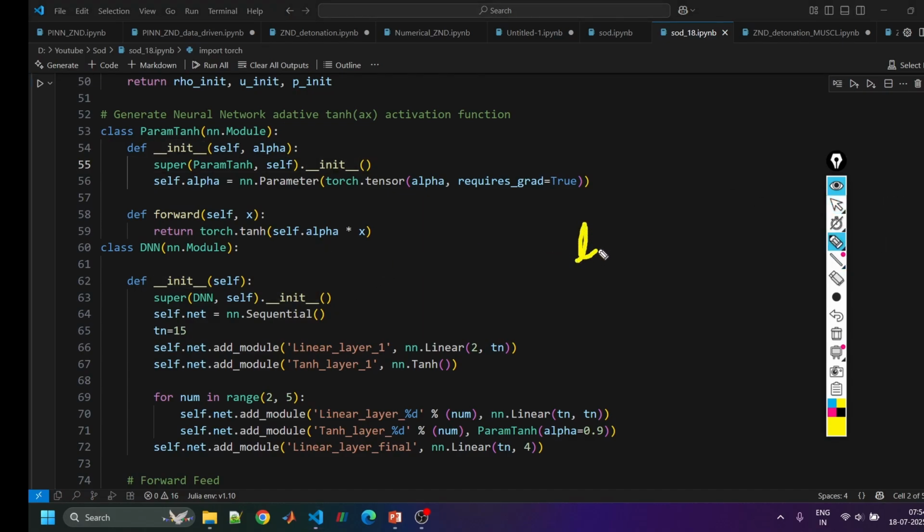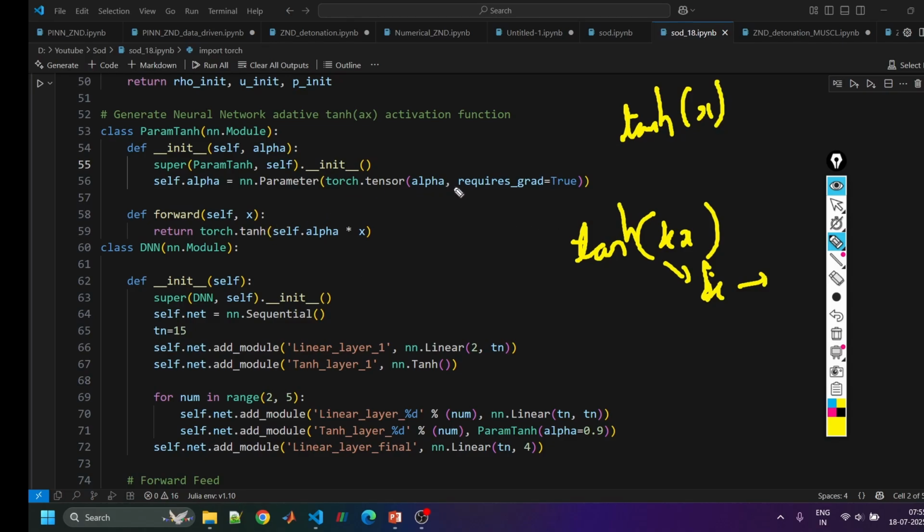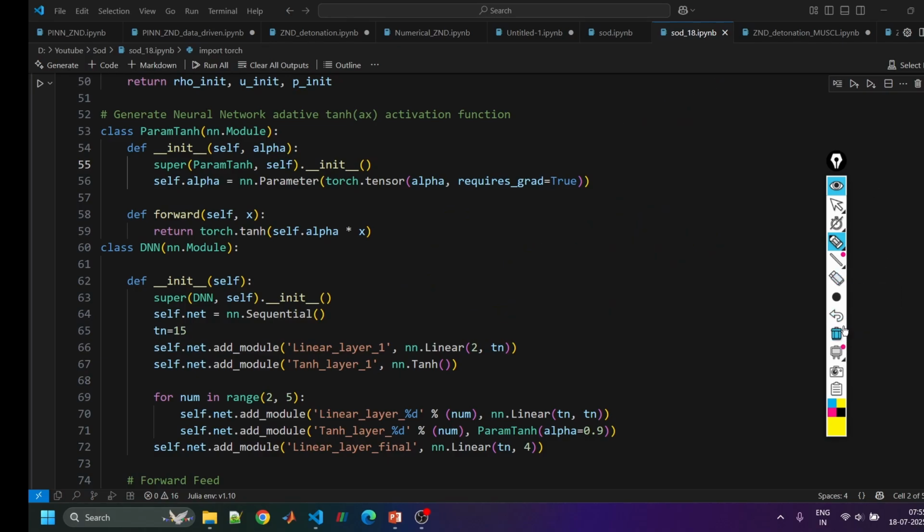The only difference is that the activation function will be like tanh(kx), where k is a tunable parameter. But in traditional tanh, it will be just tanh(x). That's the difference between the standard tanh and this parametric tanh. Here, the neural network learns the optimal k so that it can produce this curve, because the tanh curve looks similar to this. But if we have a high k value, it will become like a shock-like structure. If the k value is very small, it will become like this. So this may be relatively more helpful when we solve problems having shocks.